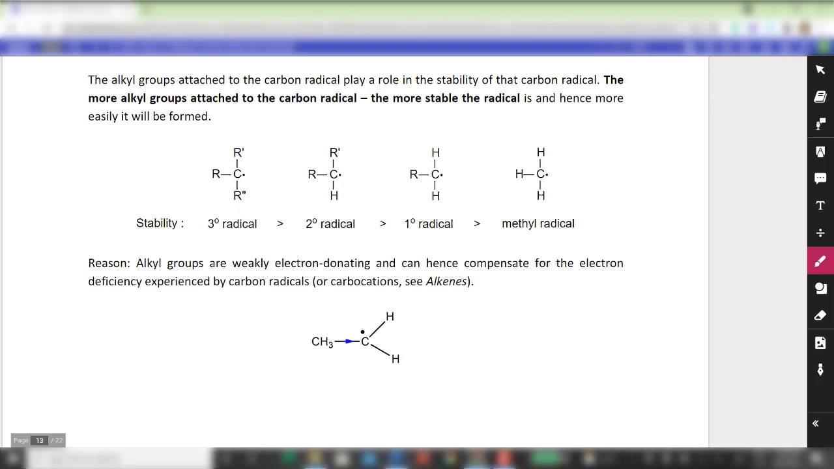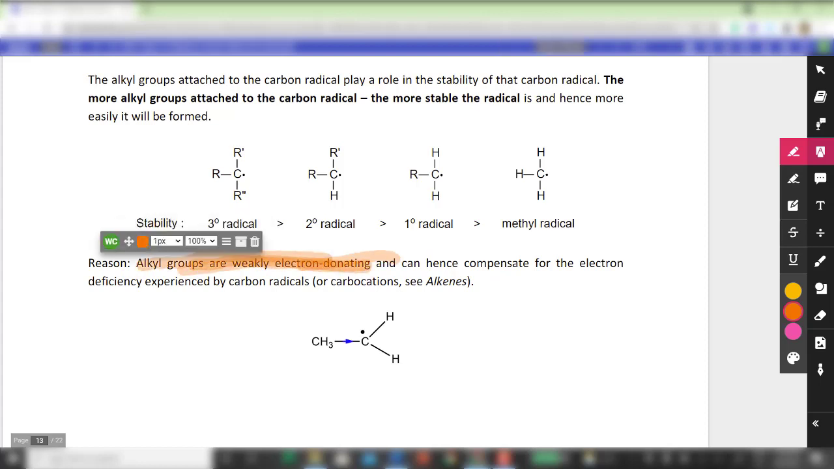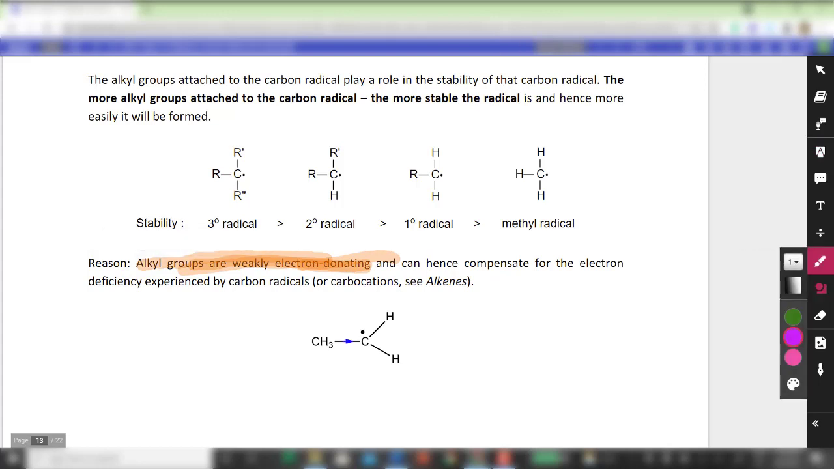This is a little bit complicated. We won't discuss too much, but you might want to commit this to your long-term memory: alkyl groups are weakly donating. This is pretty important. Alkyl groups are weakly donating. So what do we mean by weakly electron donating? That means that alkyl groups would like to share part of their electron density to the groups that they are bonded to.